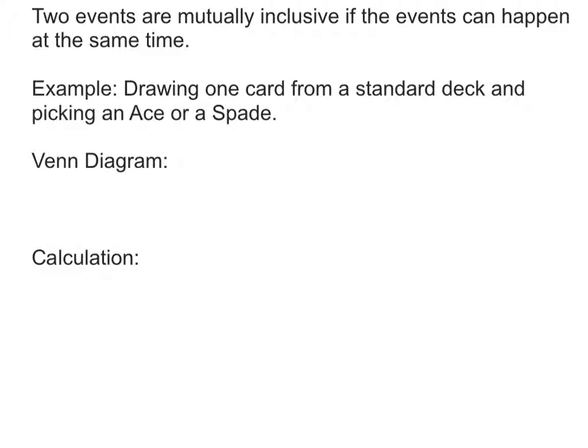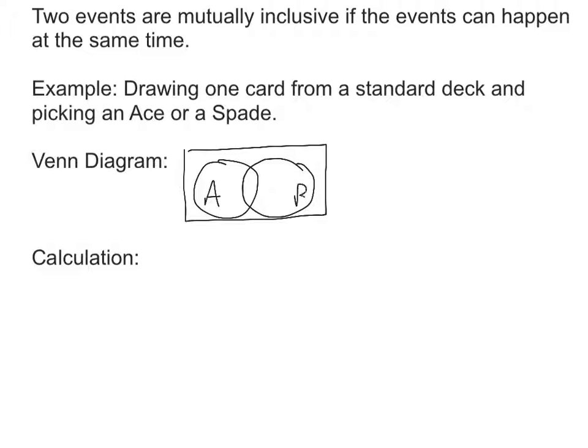So two events are mutually inclusive if the events can happen at the same time. My example here is if you draw one card from a standard deck of cards and you pick either an ace or a spade. These events could happen at the same time because I could draw the ace of spades. So my Venn diagram here, I'm going to have my two events, A and B, and there is an overlap. And this right there is A intersect B, where they cross.